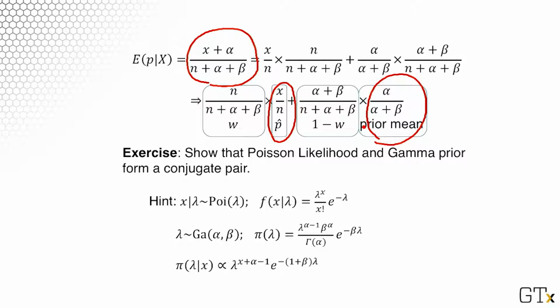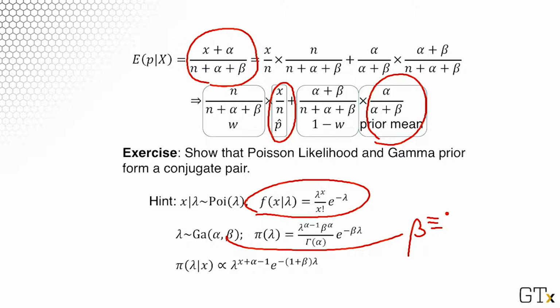Now, I will leave as an exercise for you to show that if you have a Poisson likelihood given by this expression, and if your prior is gamma, in which case this beta is a rate parameter, then the Poisson-gamma combination is conjugate. The posterior remains in the gamma family, and you see how the parameters of the gamma are updated. So check that as an exercise.